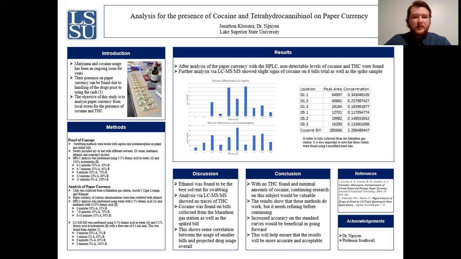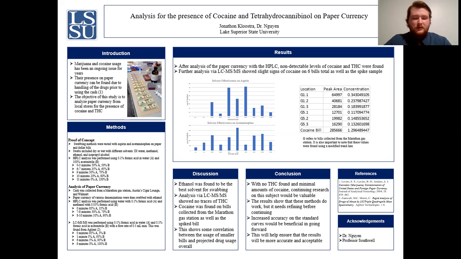So for the proof of concept, we started out working on finding a swabbing method using aspirin and acetaminophen on paper and dollar bills. Swabs included dry and wet swabs, and for wet, the solvents used were DI water, methanol, ethanol, and isopropyl alcohol. From there, these solutions were diluted tenfold with methanol, and then those samples were run through an HPLC method using a gradient with 0.1% formic acid in water and 100% acetonitrile for the following times.